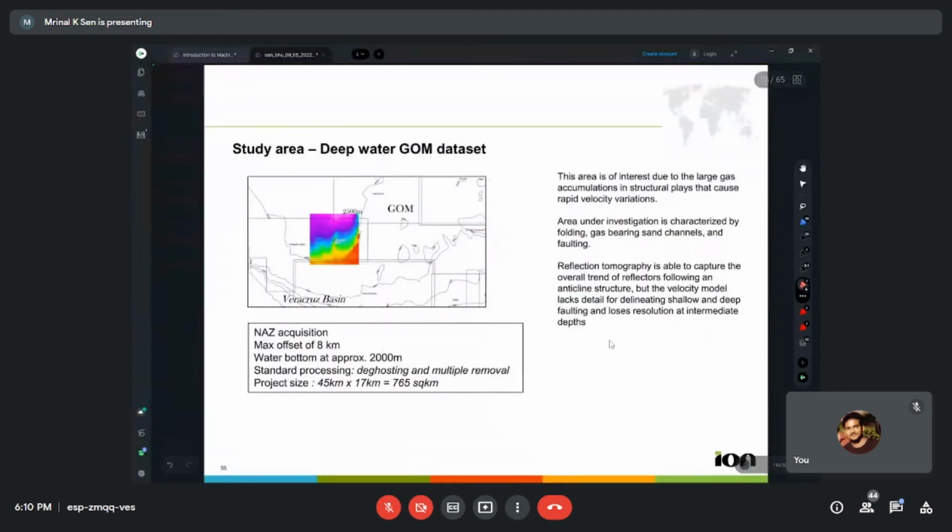So this is the study area from Gulf of Mexico, and this area of interest is due to large gas accumulation in structural plays. The acquisition maximum offset was 8 kilometers, water bottom was approximately 2 kilometers, and there was some standard processing done to the data, like deghosting and multiple removal. And this was a fairly decent sized project, about 750 square kilometers.